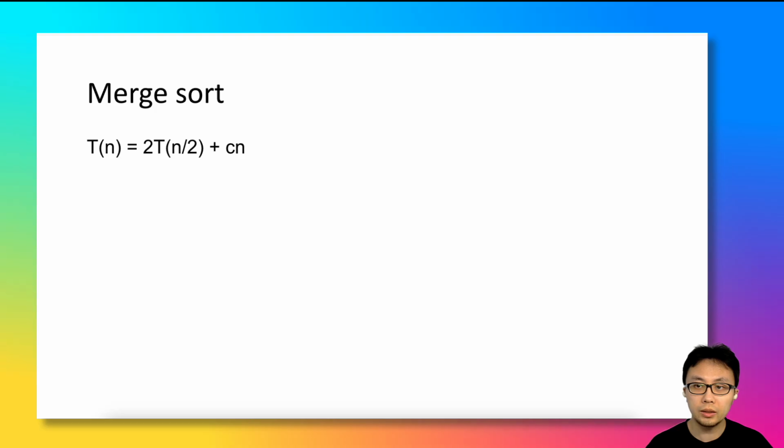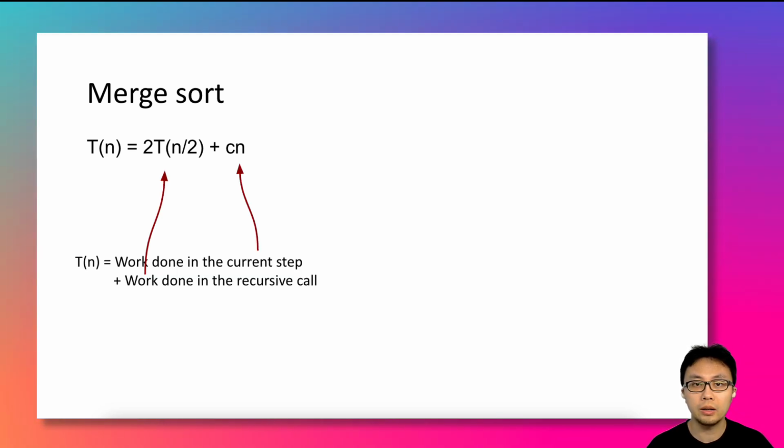With the recurrence relation set, we can apply the recurrence tree method to figure out the actual time complexity function and its upper bound. Before we do anything, I need to remind you that the recurrence relation is composed of 2 parts: the work done in the current step and the work done in the recursive call. The time it takes to get the work done at the current step is c multiplied by n. Okay? The recursion takes 2 multiplied by T(n/2) time.